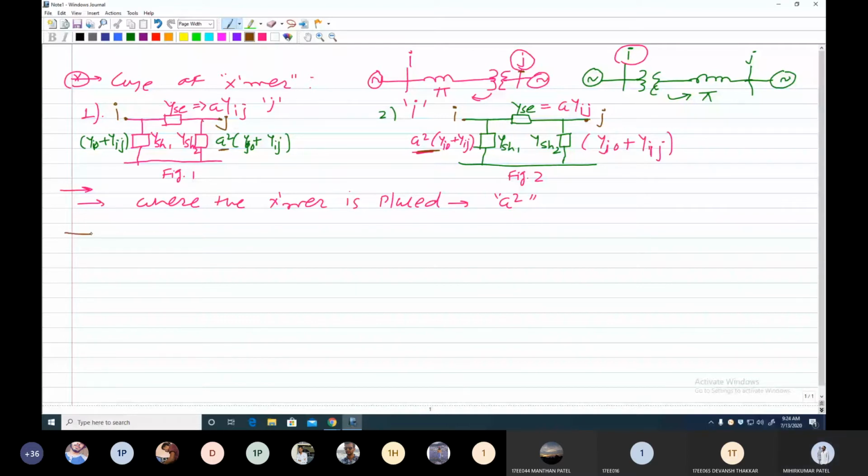So next is case 4. Okay, case 4, where the case 4 is shunt admittance.